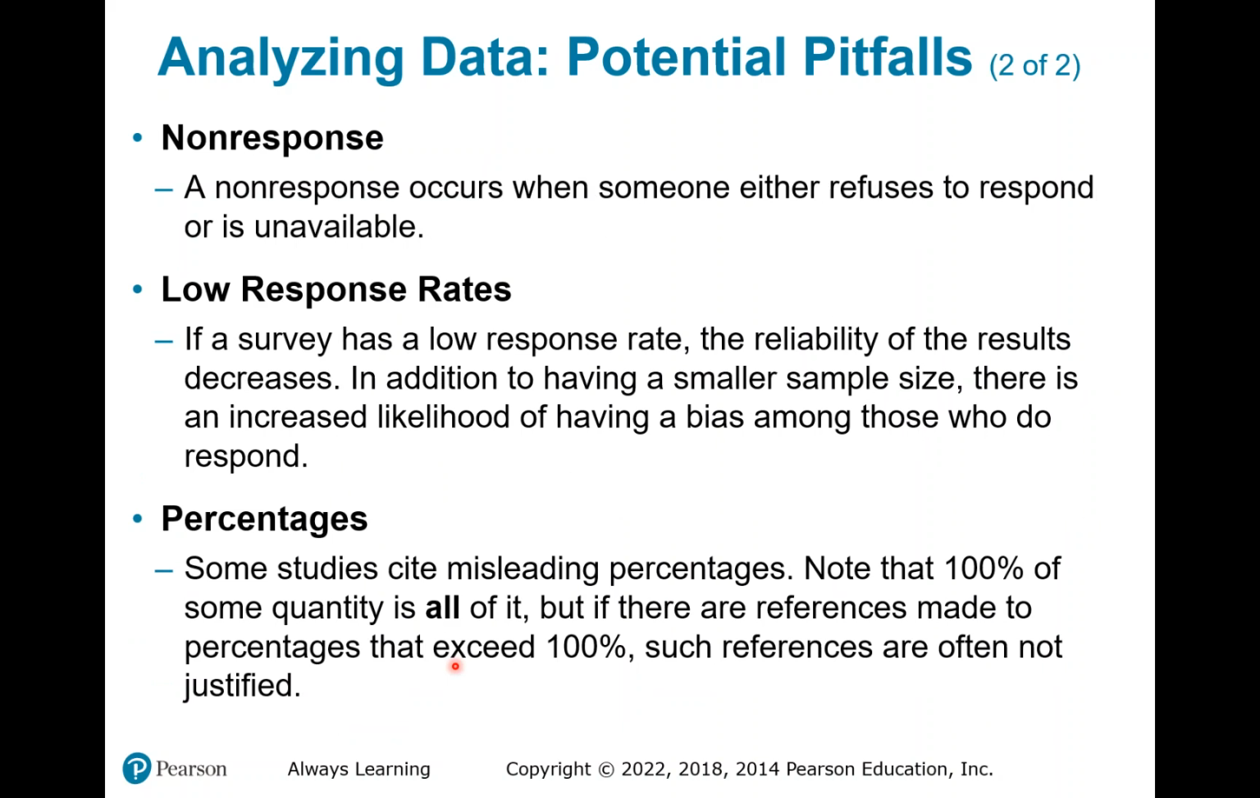We also want to look for a non-response. This occurs when someone refuses to respond or is unavailable. So when surveys are sent out, we want to look at the response rate and see if there's a large non-response rate. Low response rates can affect the reliability of the results. In addition to having a smaller sample size, there's an increased likelihood of having a bias among those who do respond.